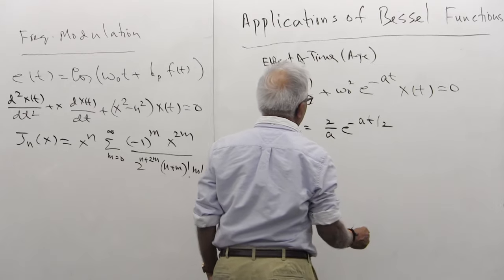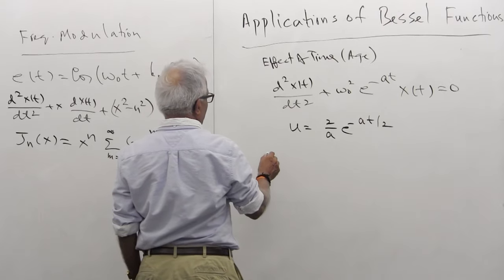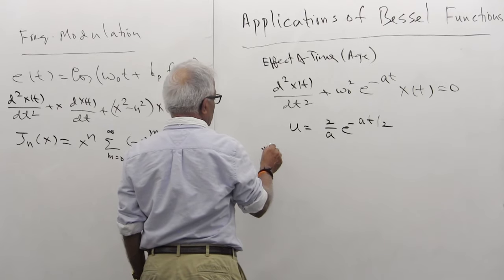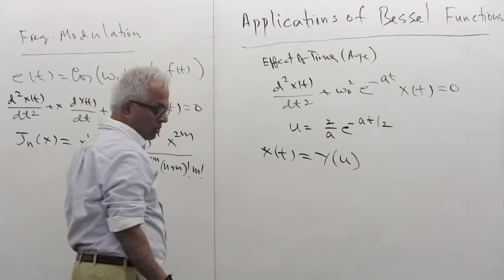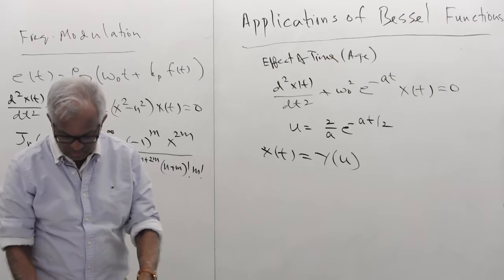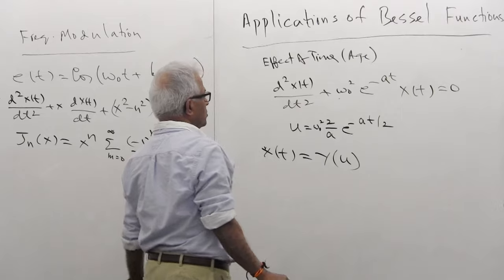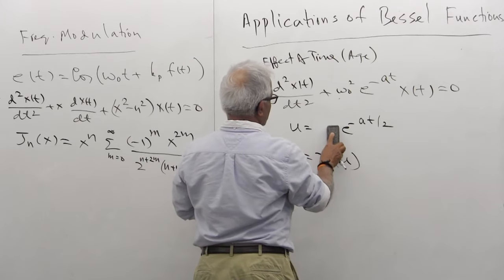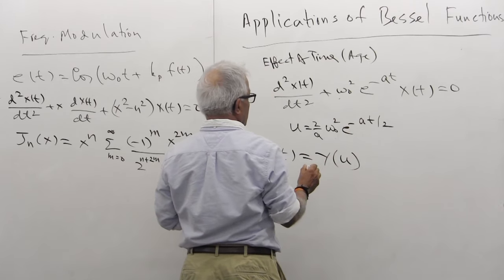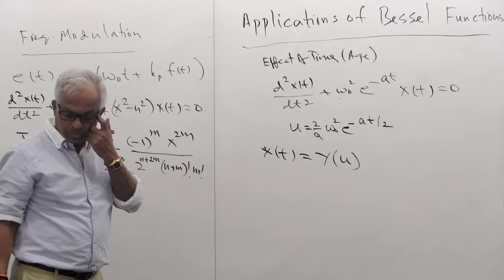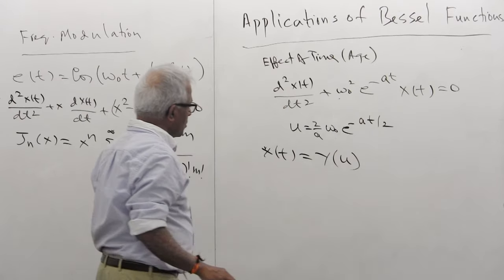For this, it looks like we need to define a new variable, and we will look for a solution in terms of u. Yes, we may as well take this omega 0 also. Basically, these are constant, but just omega 0.